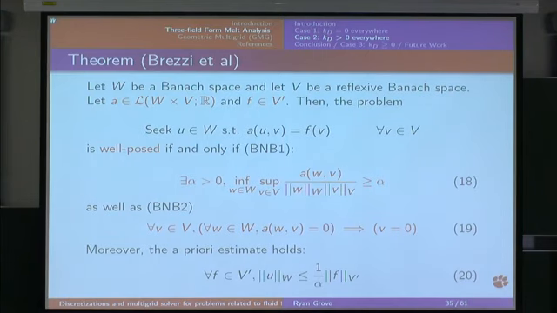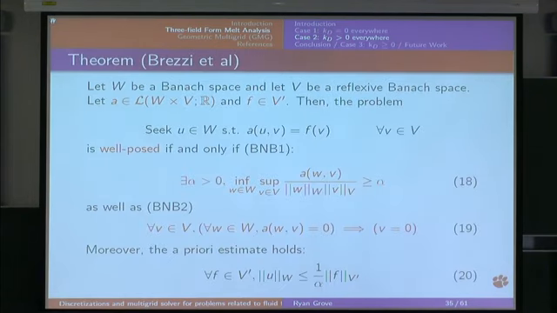All right, and then this is where we found a theorem from a book from Brezzi. I don't want to say that wrong. Basically, if we're able to prove these two conditions are true, then we have well-posedness as long as W is a Banach space, B is a reflexive Banach space, A is a continuous linear form, and F is linear and bounded.